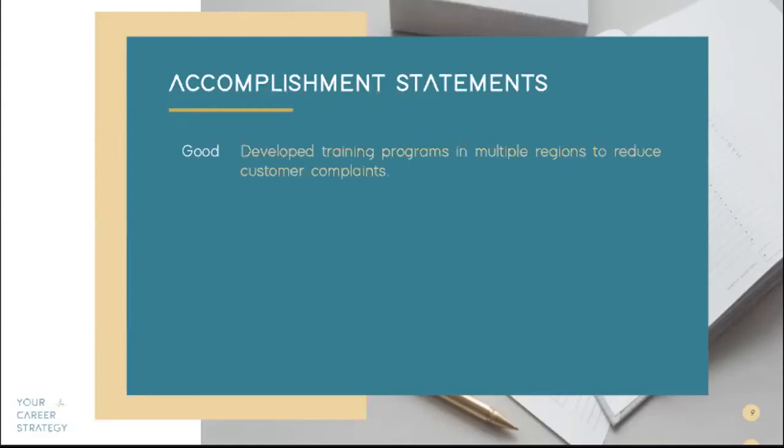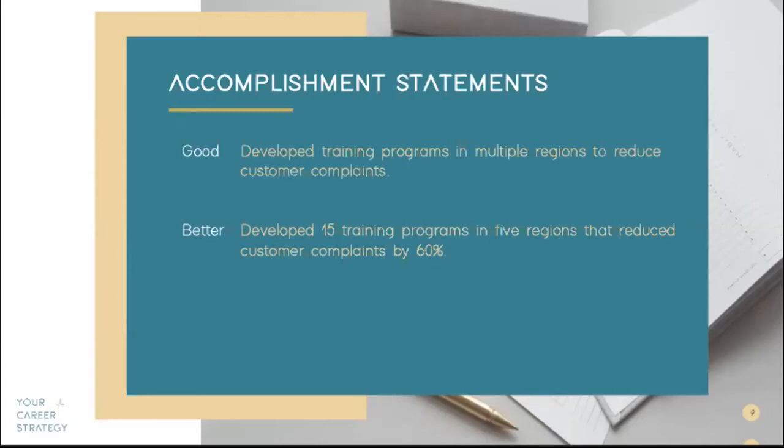All right. Now, if you thought, hey, it wouldn't hurt to have some numbers here, you're right. So Eli, would you share with us the better one? Okay. Developed 15 training programs in 5 regions that reduce customer complaints by 60%. Okay. So there are 3 metrics here. 2 of them, the 15 and the 5, are comprised of the scope or the context of the accomplishment. The actual accomplishment was reducing customer complaints by 60%.